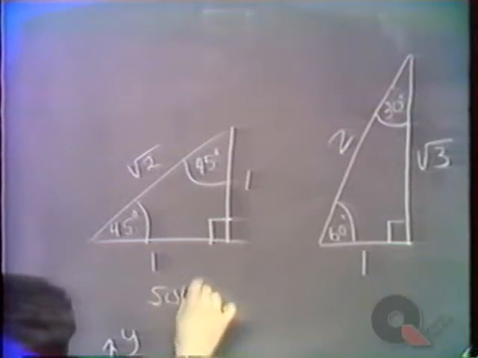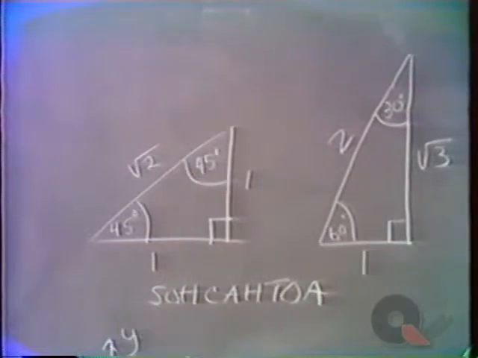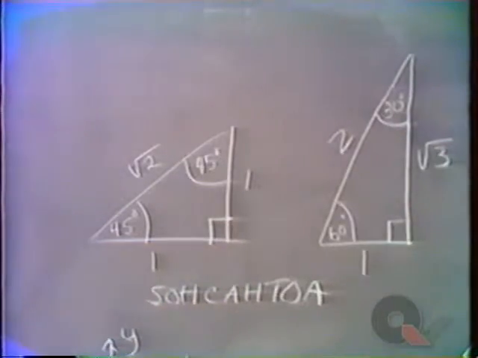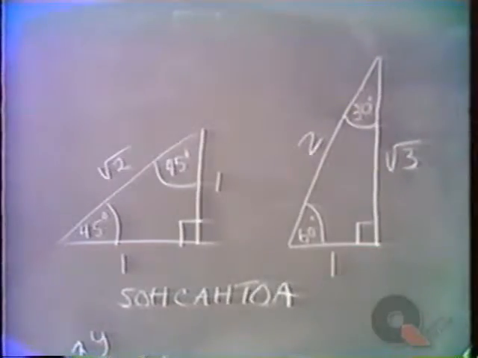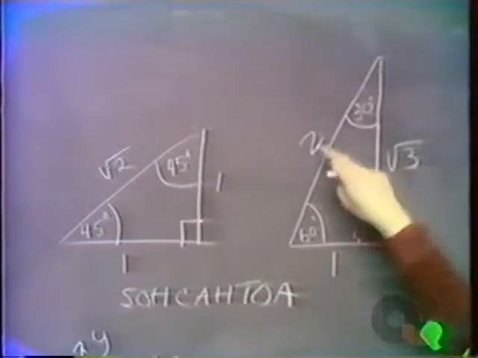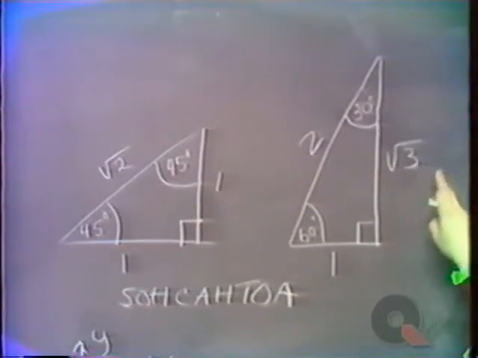If it helps, remember SOHCAHTOA. That is, the sine of an angle is the length of the side opposite the angle over the length of the hypotenuse. The cosine of the angle is the length of the side adjacent to the angle over the hypotenuse. The tangent of the angle is the length of the side opposite over the length of the side adjacent to the angle. And similarly, we have this triangle for a 30, 60, 90 right triangle. The hypotenuse is 2. The side opposite 30 degrees is half of the hypotenuse, or 1, and then this side is found by the Pythagorean theorem to be the square root of 3.